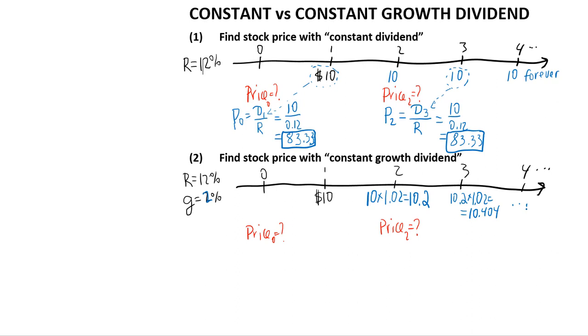And let me put it here and call it a growing perpetuity. Growing perpetuity. And this one here was a regular perpetuity. Perpetuity means $10 forever, every year forever. It keeps going. Okay, now let's find the two prices.